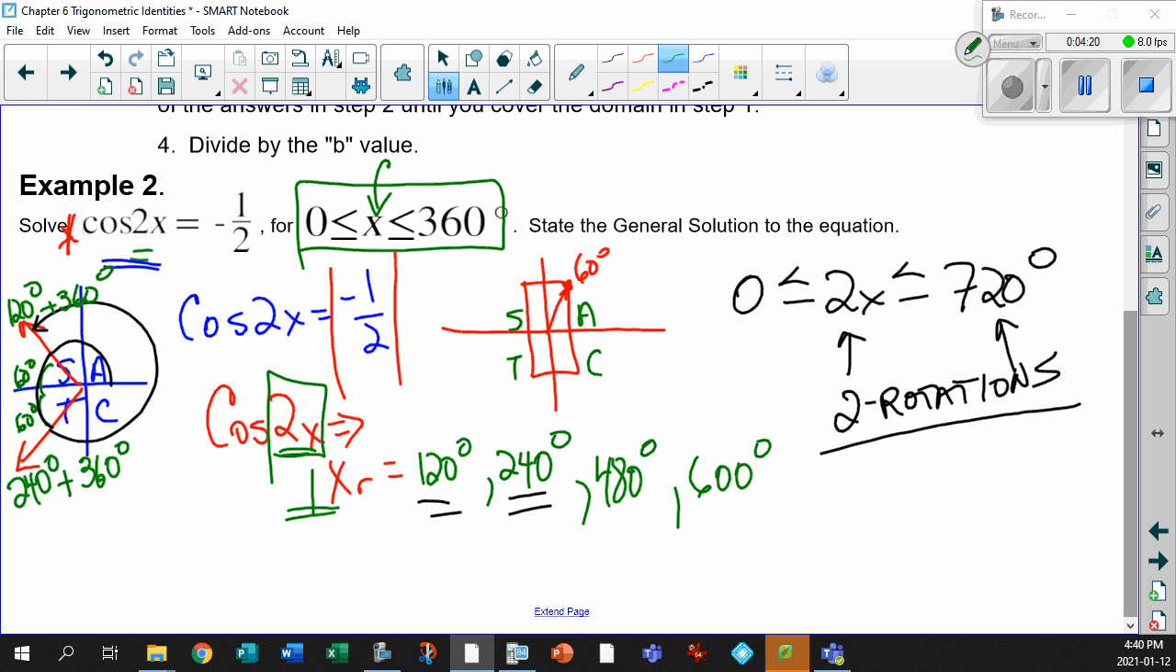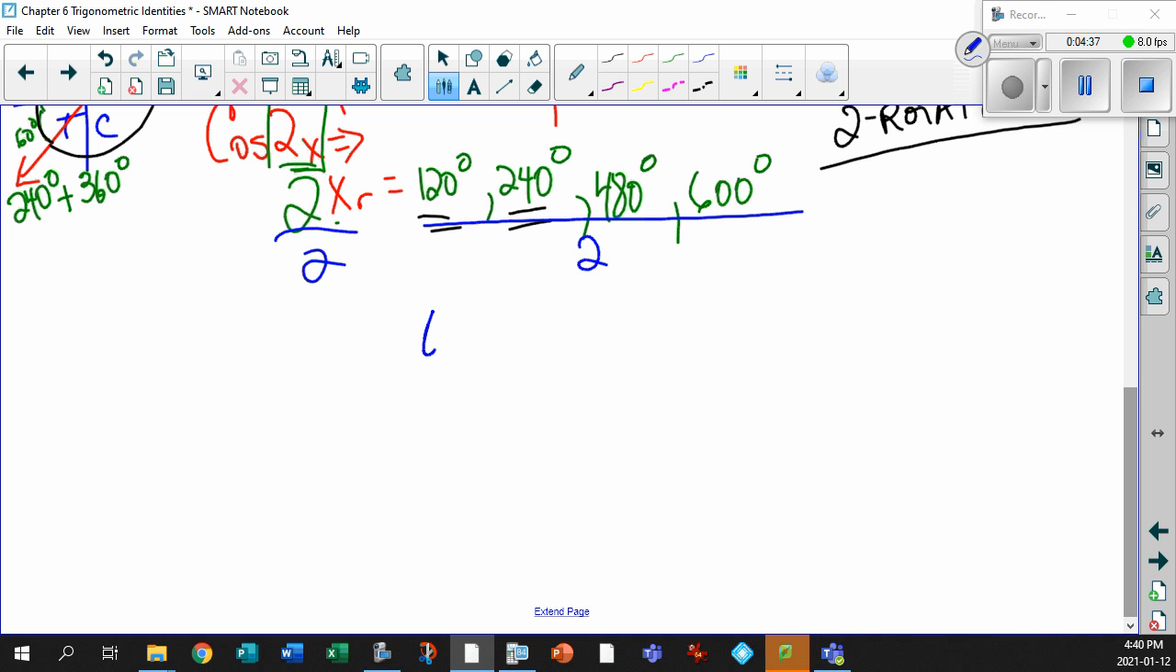But remember, we were dealing with this to be one of the angles. Well, it's not 1 anymore, it's 2. So if this is 2x, how do we solve for x? Real simple. Divide by 2. Divide all of these numbers by 2. And if you do, check it out. You get 60 degrees, 120 degrees, 240 degrees, and 300 degrees. That's what your x is equal to.